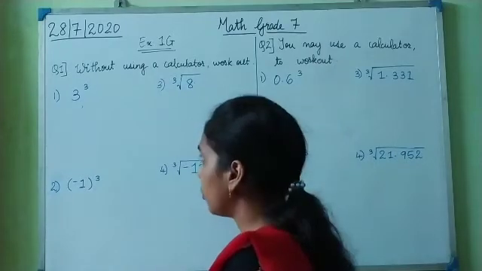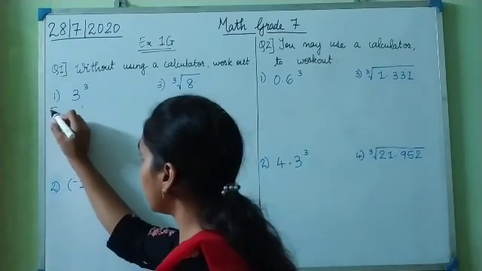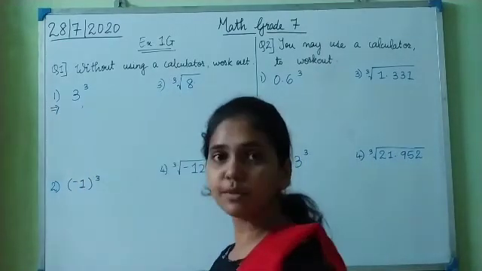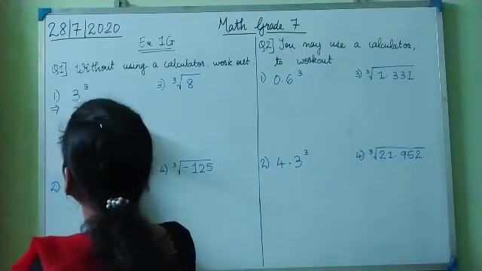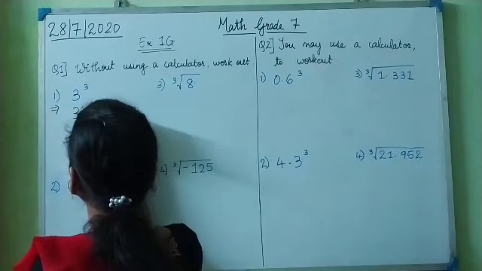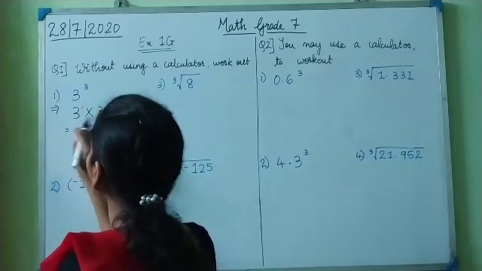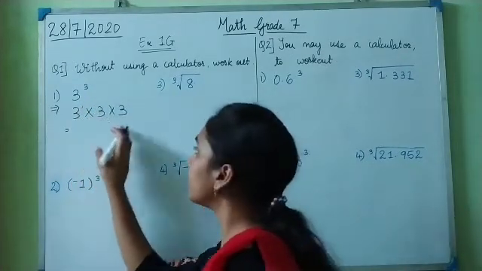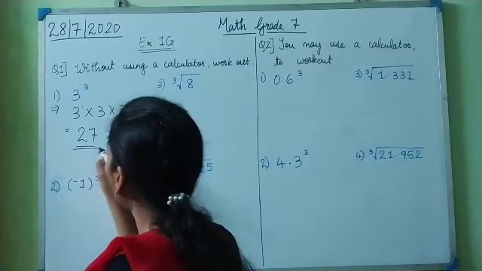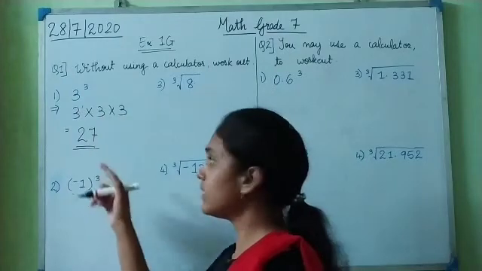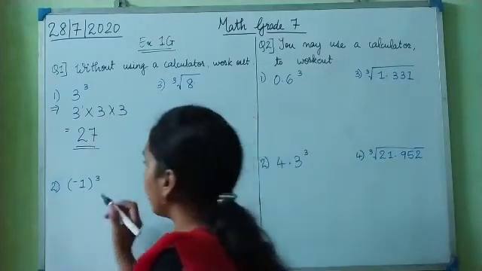The first one is 3 cube. So 3 cube means what? We have to multiply number 3 to itself 3 times. Okay. So this is 3 multiplied by 3 multiplied by 3. So what is 3 into 3? 9. 9 into 3? 27. Okay. So 27 is the answer. So cube of 3 is 27. Okay. Now the next one.